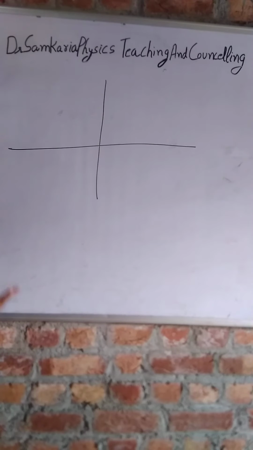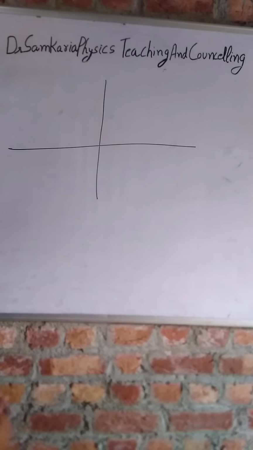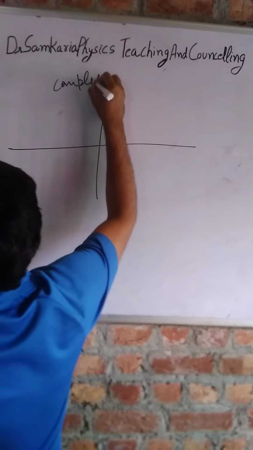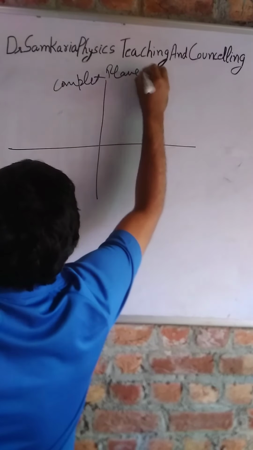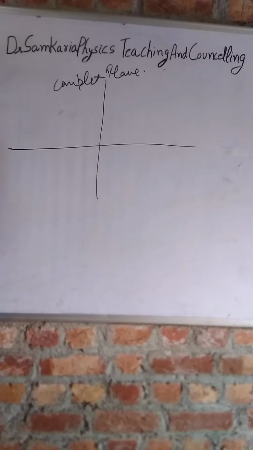As we intersect our x and y axes, we get the xy plane. Similarly, if we fuse our real axis and imaginary axis, we will get a complex plane, and this plane is called the complex plane. And any number in this complex plane is called a complex number.